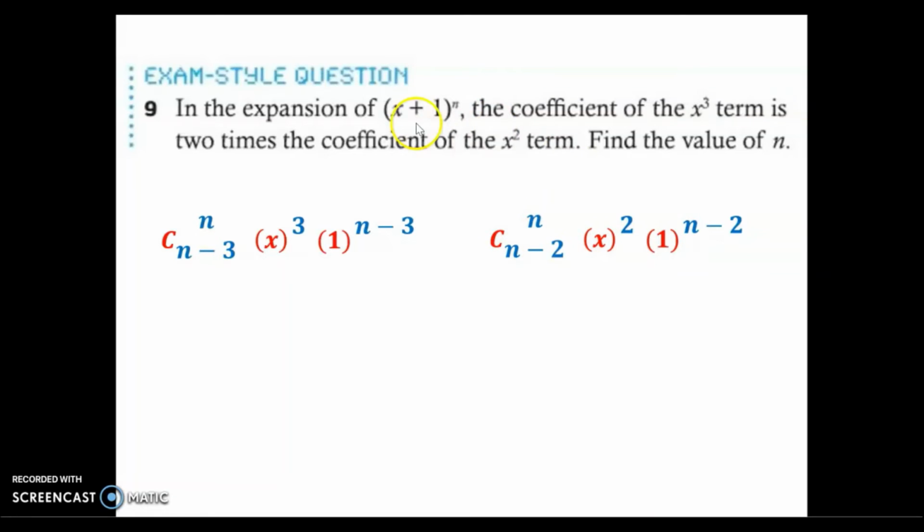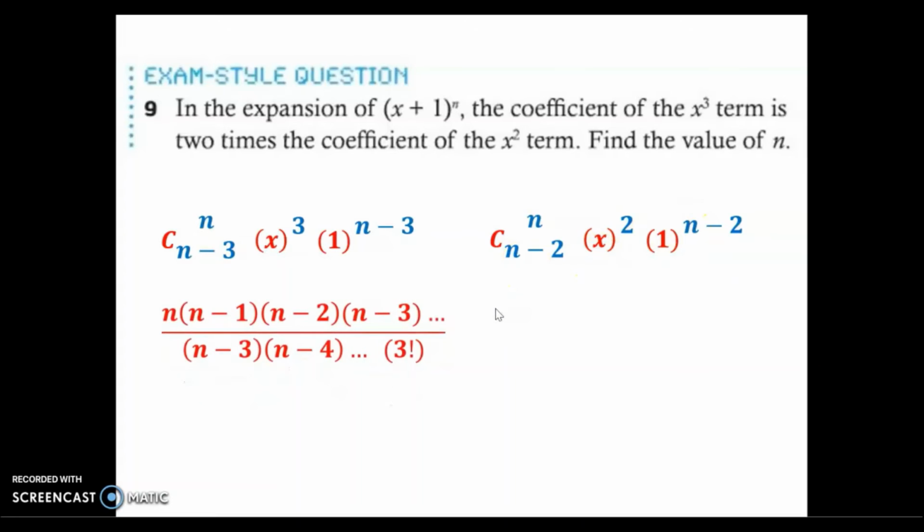Okay, and we know there's a relationship between that term and that term. It says the coefficient of this term is 2 times the coefficient of this term. So what is the coefficient of this one, and what is the coefficient of this one? And write an equation for the two, okay? So first of all, all right, what did I do here? Wow, okay, the coefficient of this one.